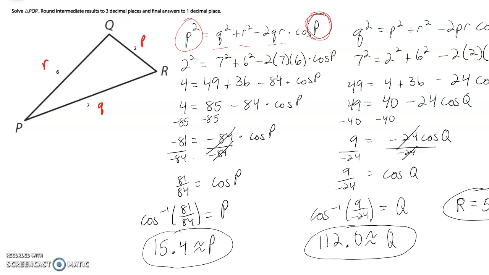Okay, so I substitute all my values, I simplify, I'm showing all my work so that way maybe you can follow along too. And then I got the measure of angle P as 15.4.